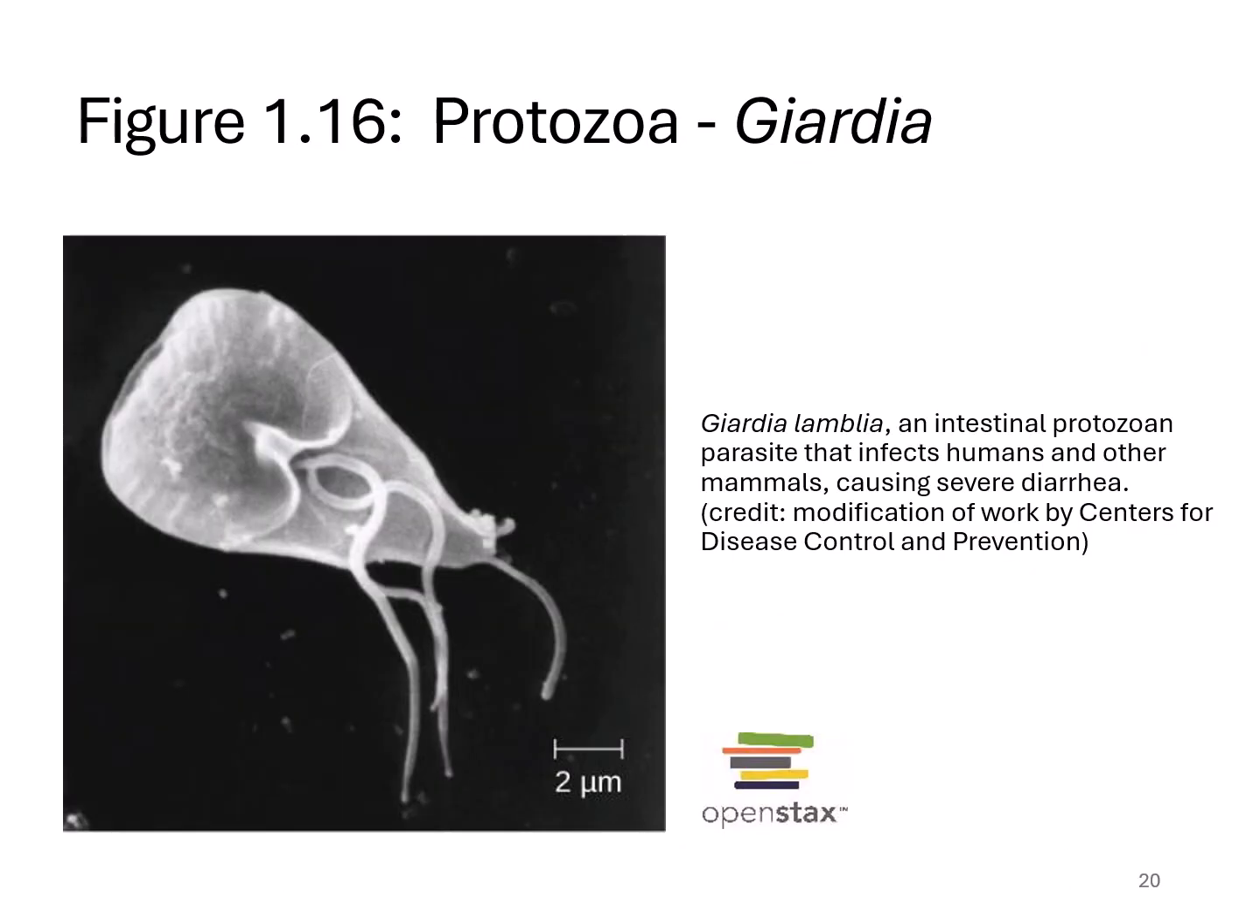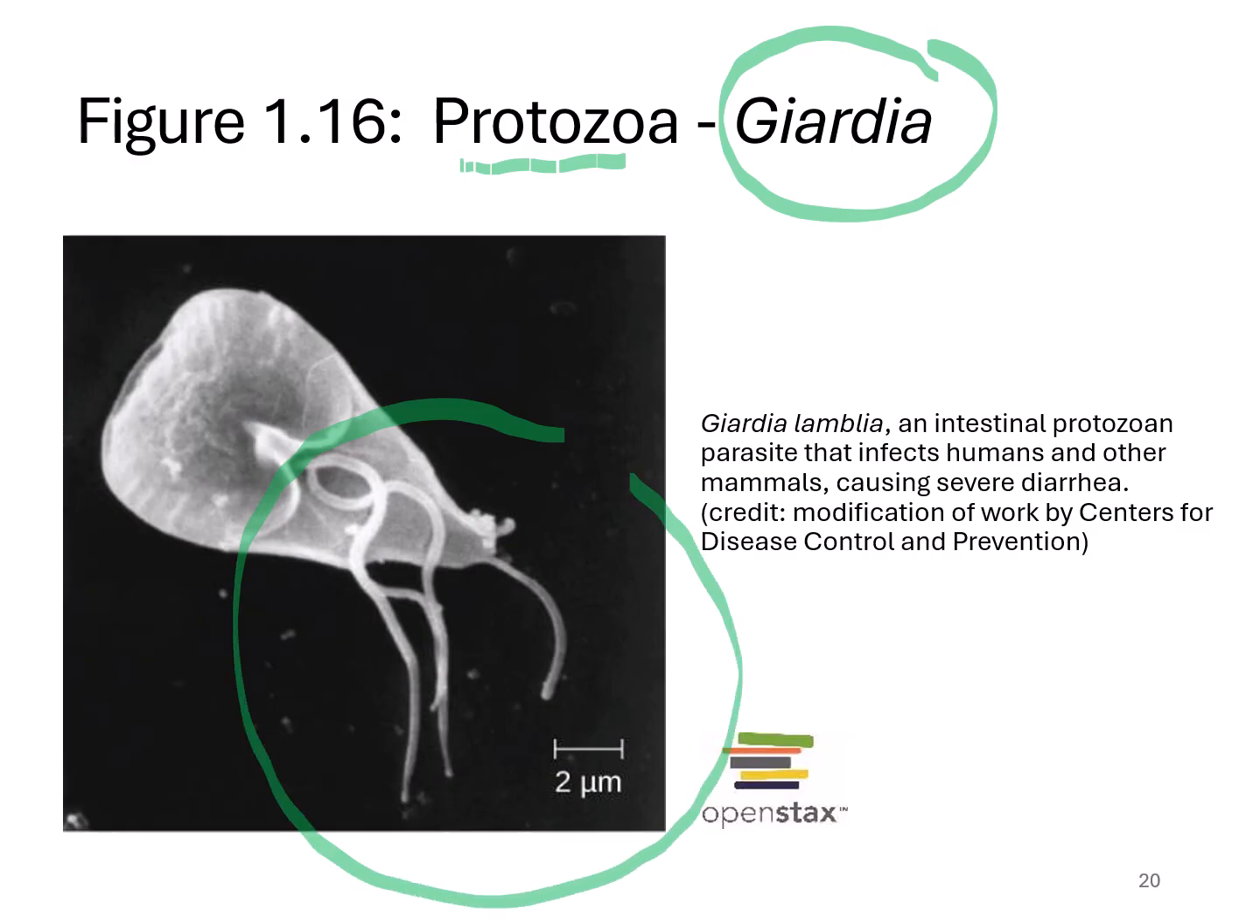Most of them are harmless, but some can be pathogenic and cause disease. Our textbook gives us an example of Giardia as a type of protozoa. So I can see several flagella here for motility, for movement, and then this is something called an adhesive disc. That is what Giardia lamblia uses to attach to our GI tract. And one of the signs you'll see for people who are infected is severe diarrhea.